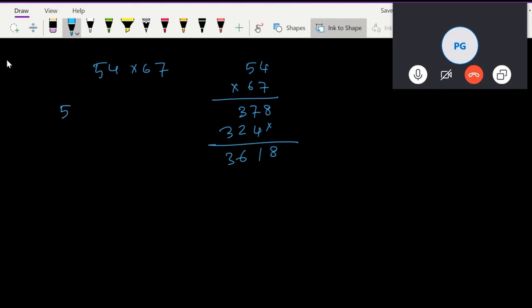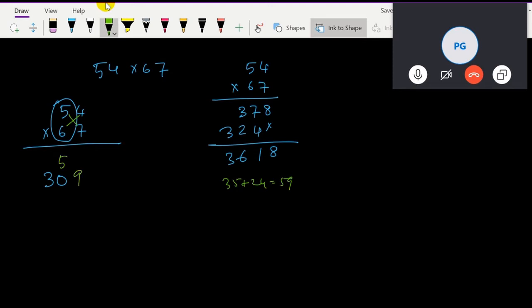But there is a shortcut to this. The shortcut is 54 into 67. We will do it in 2 steps, okay, instead of 3. So what we do is we first multiply these two numbers, 5 and 6, 30, right? Then we do a cross multiplication, 6 into 4 plus 5 into 7. So 5 into 7 is 35 plus 24 is 59, right? So we write 59 like this, right?